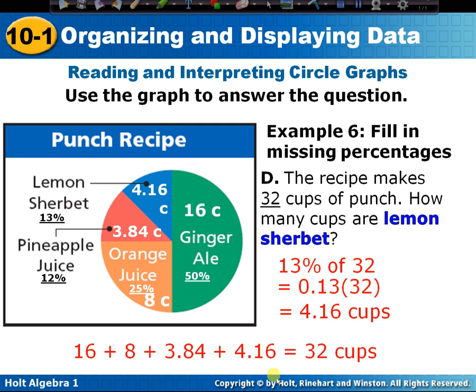And you can see here that if I go back and add up all of my cups here, it's going to come out to be exactly 32 cups. So that's a quick way to double check our work and make sure that we have all of the parts of our punch.